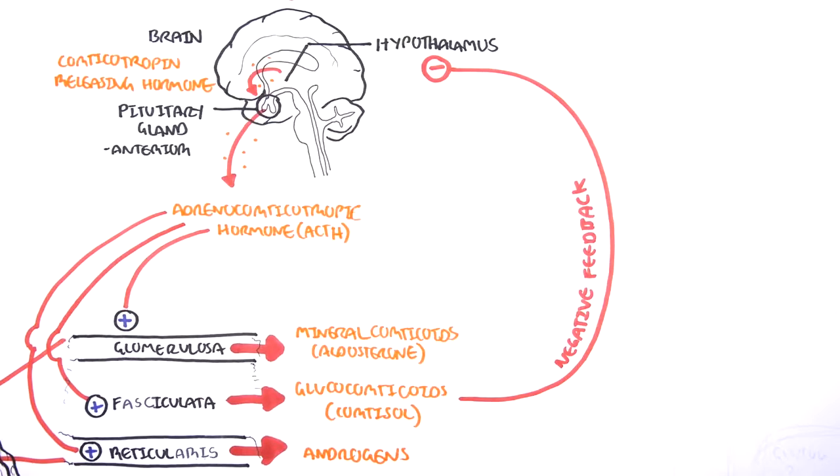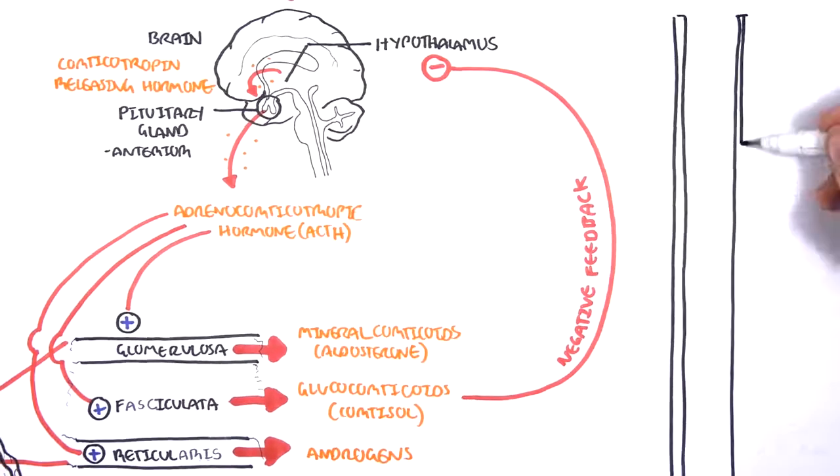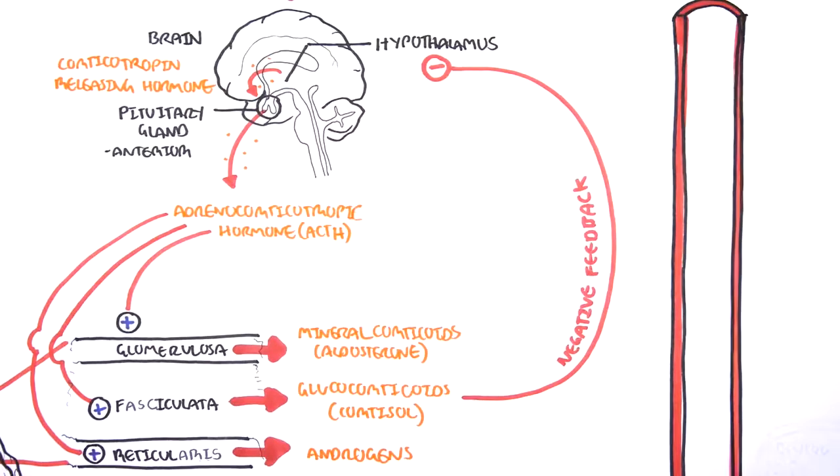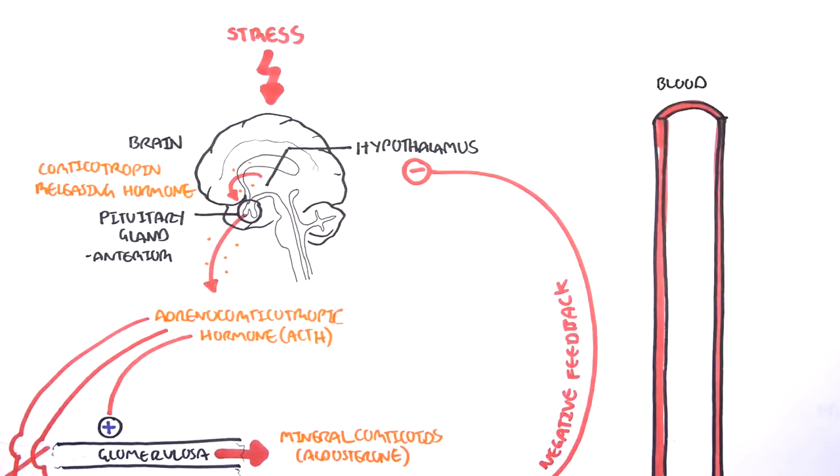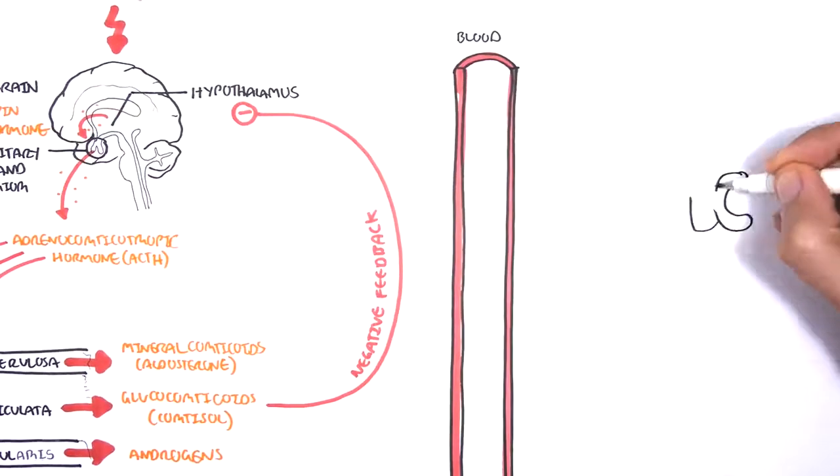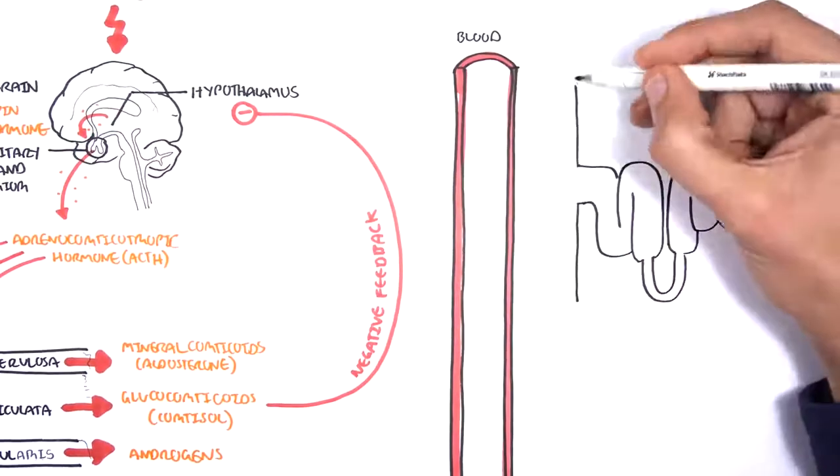Alright, let us focus on each of these three adrenal cortex hormones and see what they do, beginning with mineralocorticoids. To understand mineralocorticoids, we need to know about the kidneys and their functional units called the nephrons. So the nephrons are the functional units of the kidneys. There are millions of these.